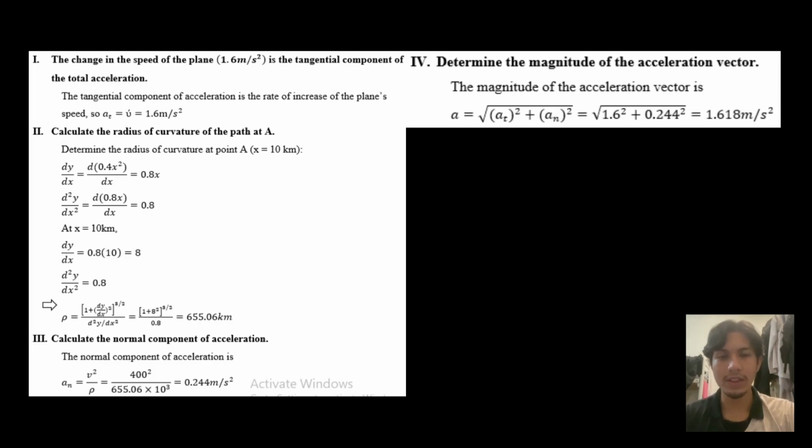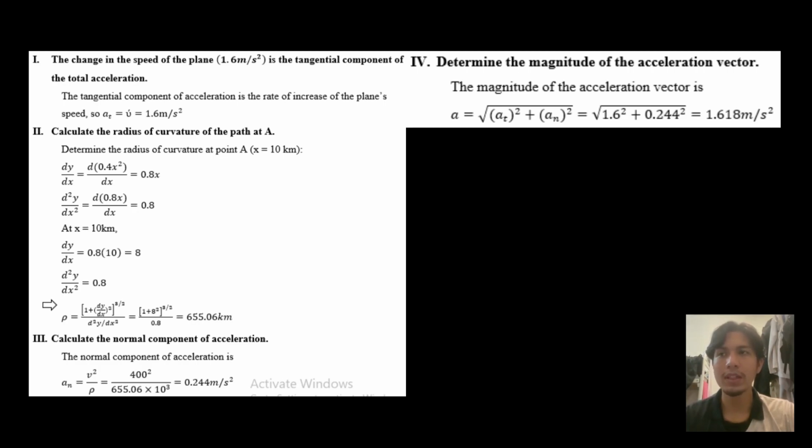To solve this question, we must draw the FBD first, and after that, the tangential component of acceleration is the rate of increase of the plane's speed. So AT is equal to V dot, which is 1.6 meter per second square. After that, we calculate the radius of curvature of the path at A.